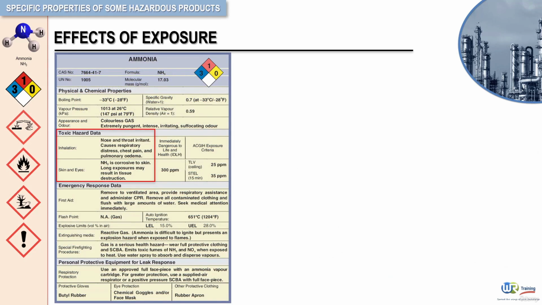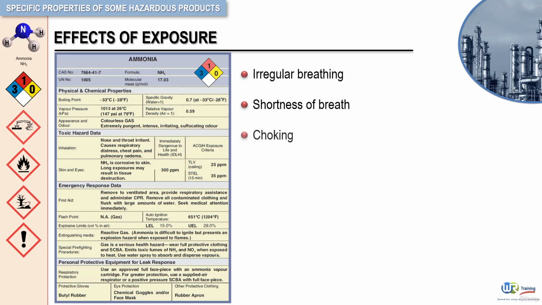Anhydrous ammonia is also a respiratory hazard and can be fatal when inhaled at high enough concentrations. When concentrations of anhydrous ammonia exceed 300 ppm, it presents an immediate danger to life and health. Recall, this potentially fatal level of concentration is also referred to as the IDLH level. Some symptoms of respiratory exposure include irregular breathing, shortness of breath, choking, or respiratory arrest.